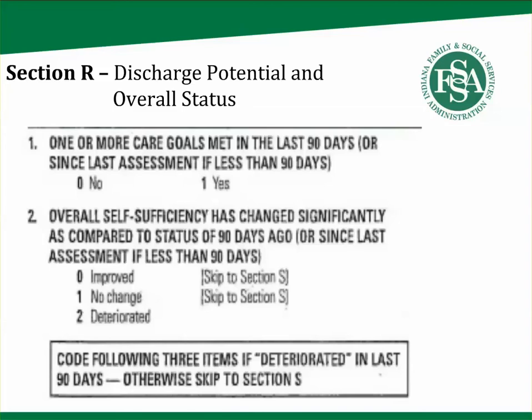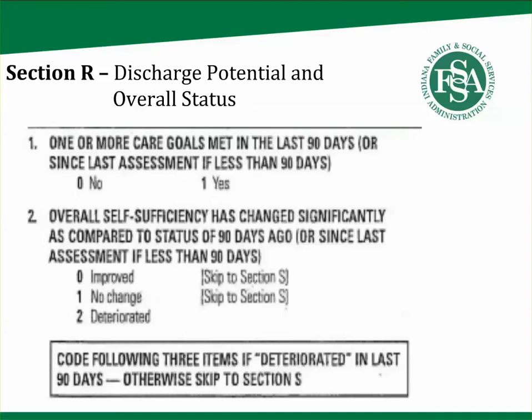Thank you, Roxanne. Welcome. Well, for Section R, we have 5 items in this section. First one here: one or more care goals have been met in the last 90 days. This identifies any of the person's treatment goals established by them or members of their care team, such as nurses, social workers, therapists, and medical doctors, that have been achieved in the last 90 days.